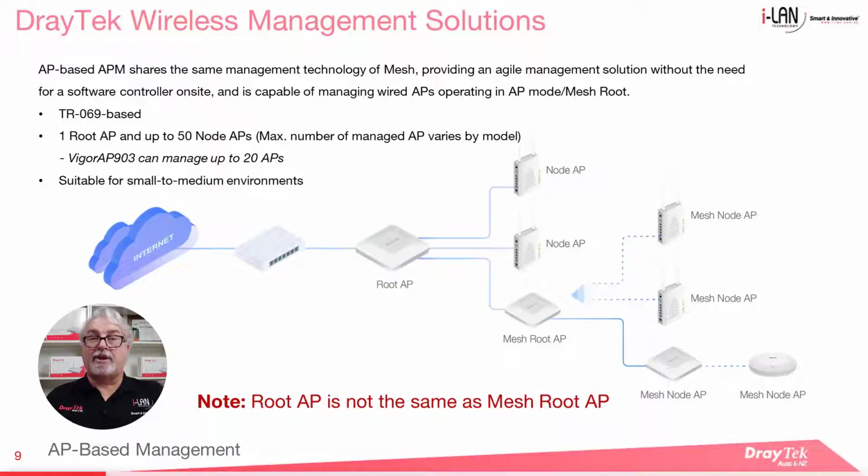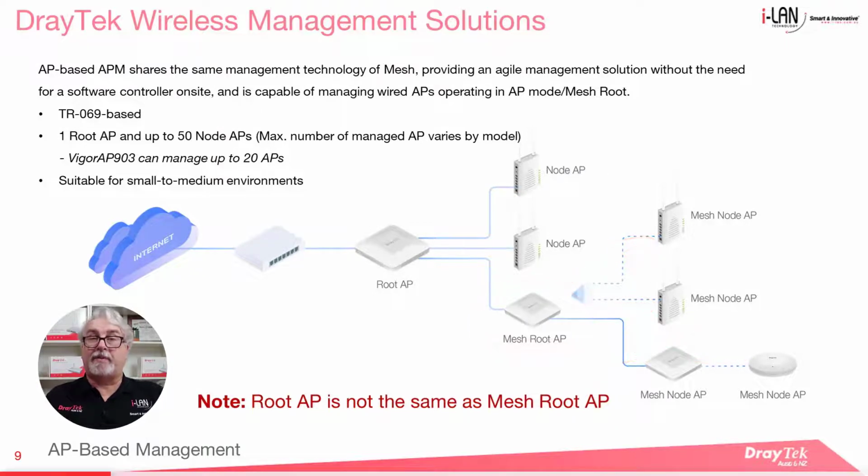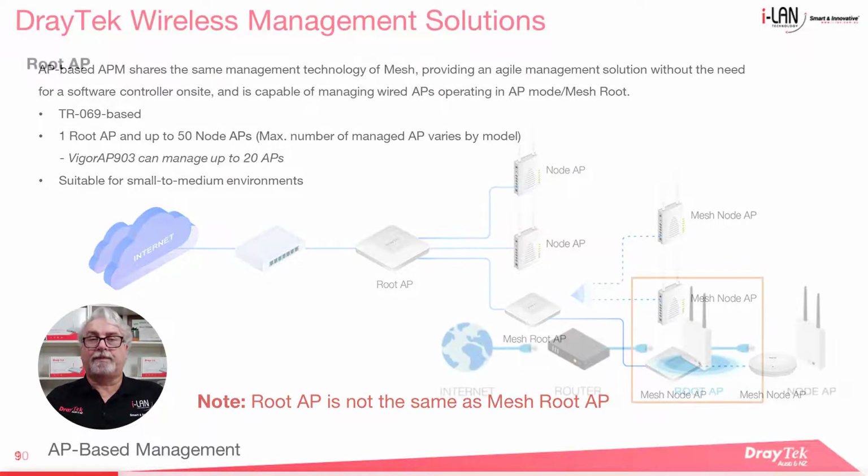What happens is you make changes to the mesh route AP and then it pushes those changes to the wireless mesh nodes. The number of access points that can be managed varies by model and can be up to 50. The Vigor AP 903 will be able to manage up to 20 access points. This setup is suitable for small to medium-sized installations on a local area network.